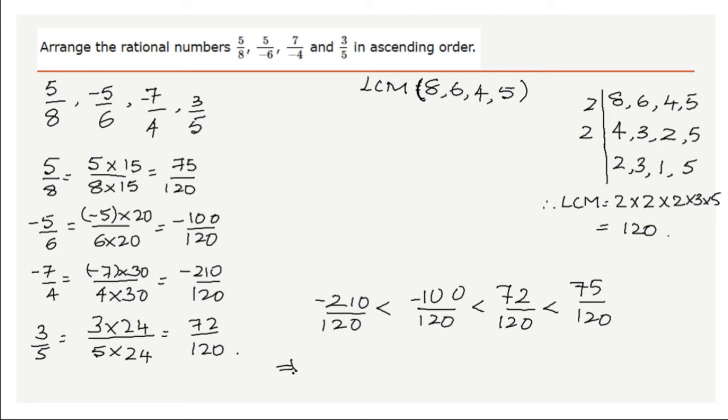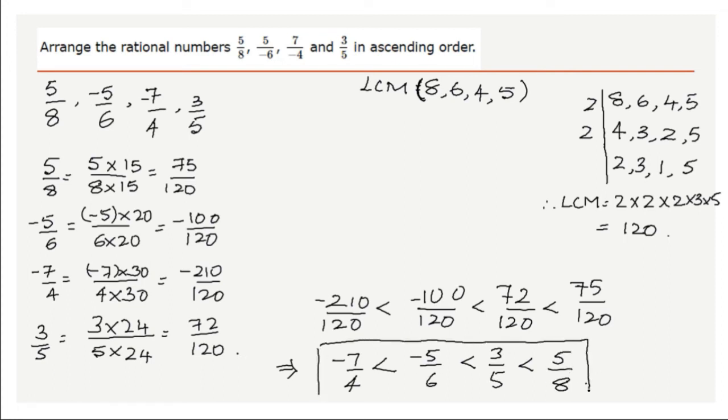Now I'll replace with the original rational numbers. Minus 210 by 120 is the same as negative 7 by 4, which is smaller than negative 5 by 6, which is smaller than 3 by 5, which is smaller than 5 by 8. Hence, this particular form is the ascending form or ascending order.